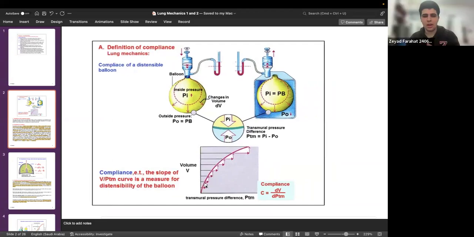So what happens here is this PI versus VO, this is a compliance curve. The best thing about it, or the thing we want out of this, is the slope of the curve. So the slope of the curve here would be the increase in the volume, y over x. So increase in volume over increase in pressure, in transmural pressure, the difference between inside and outside.